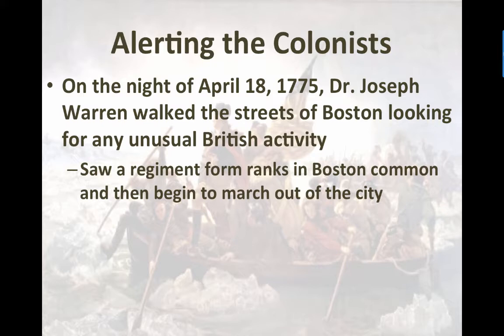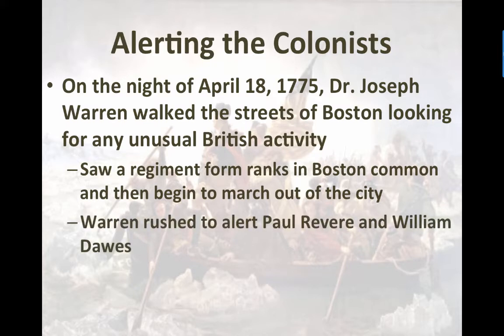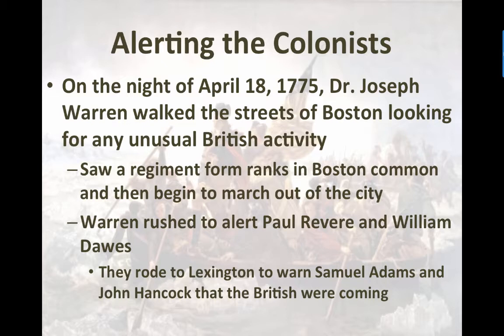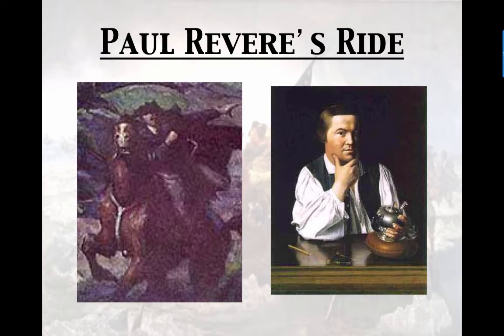And he saw that there was a regiment of British soldiers marching out of the city. Now, in the middle of the night, that seems a little weird to Dr. Warren. So he rushed to alert a pretty famous guy by the name of Paul Revere and his not-so-famous companion, William Dawes. Now, Revere and Dawes had the job of riding to Lexington to warn Samuel Adams and John Hancock that the British were coming. The midnight ride of Paul Revere, all of this was to alert and to create communication among the different colonists.